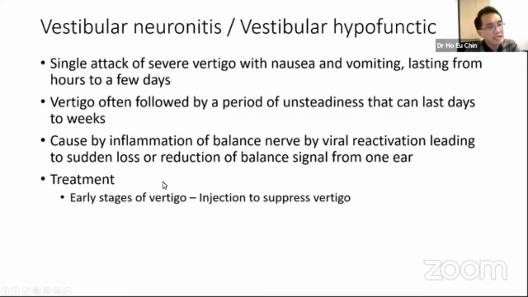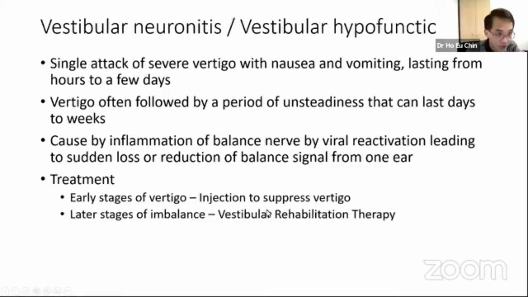The treatment, in the very early stages of vertigo: because the vertigo is so severe, the majority of these patients will end up seeing a doctor, either at the emergency department or a primary care polyclinic, or GP. And very often they'll be given an injection to suppress the vertigo. The patient will stop vomiting, they feel much better, and usually after a few hours or the next day, they could go home.